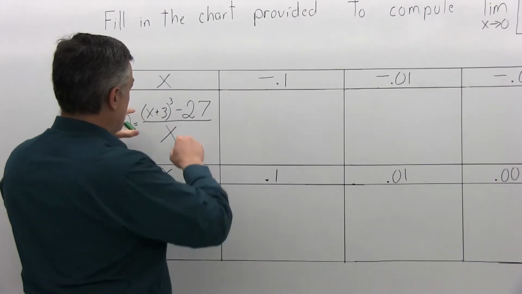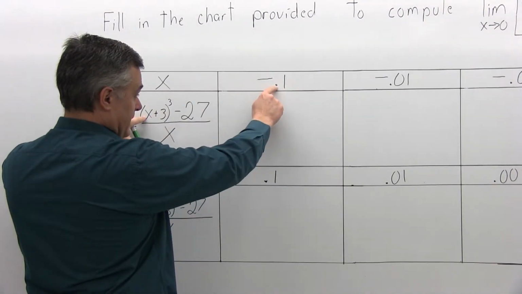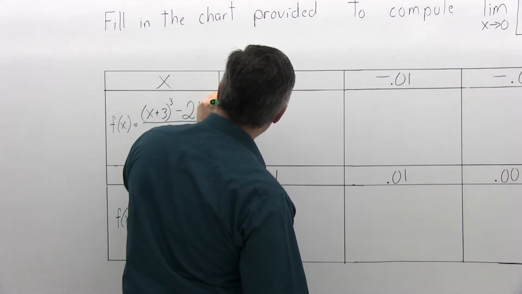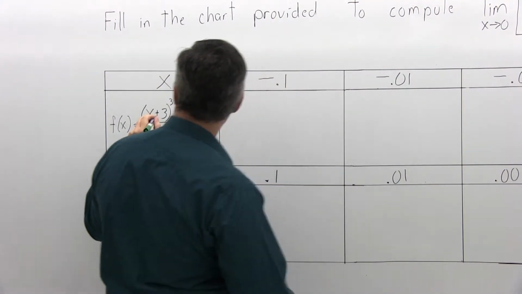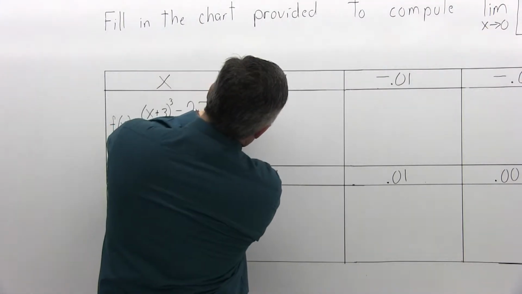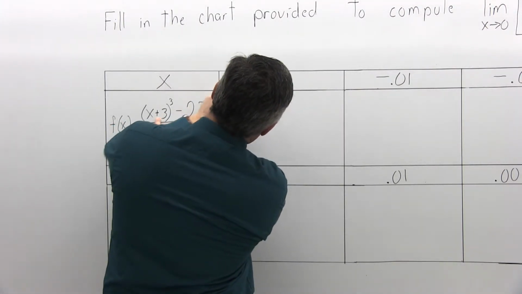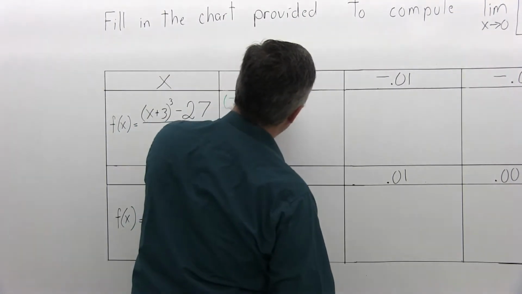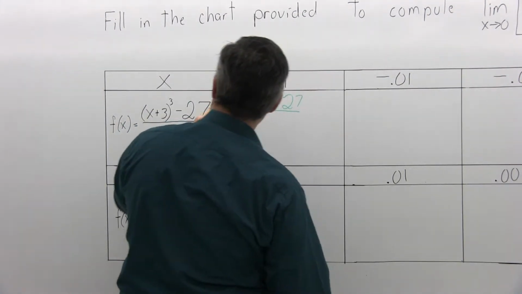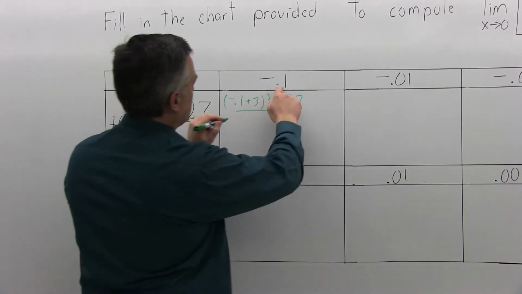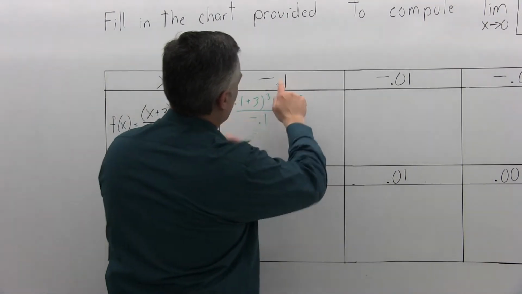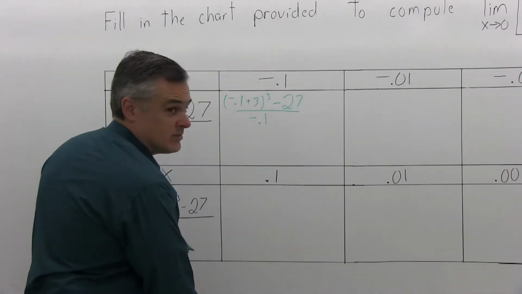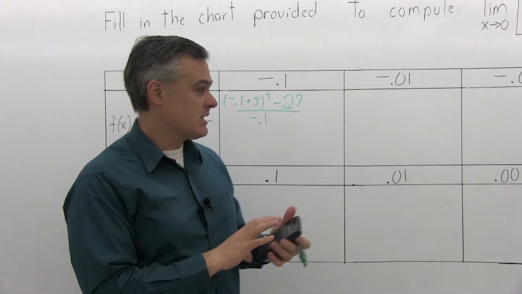So start by putting in a negative 0.1 for x. So we're going to have negative 0.1 plus 3 in parentheses to the third power. We're going to subtract 27. And there's an x in the denominator, and x is negative 0.1. Now, that's not the type of thing that any normal person is going to be able to do in their head. So I'll run it through the calculator.